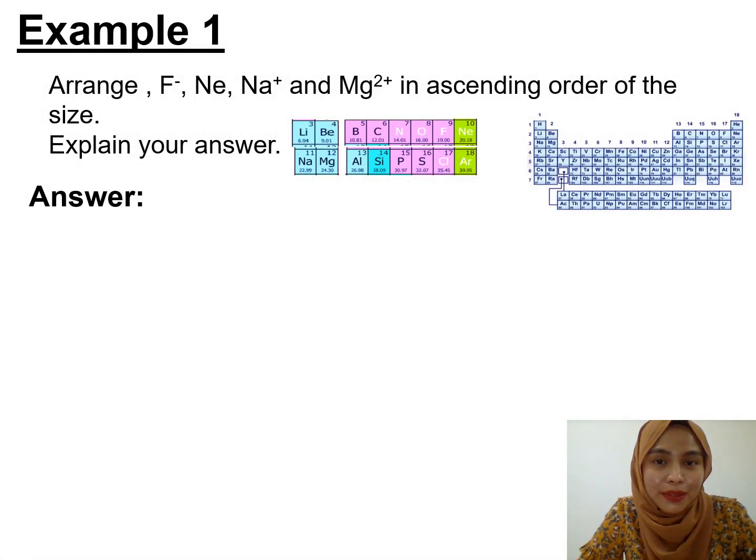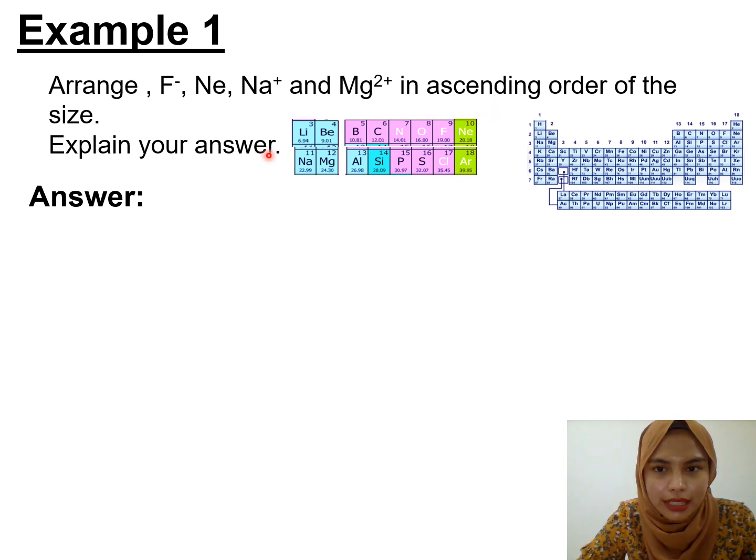Let's do some examples regarding video 3.2 part 2 and part 3, shall we? For the first example, the question asks you to arrange some of the ions with atom: F minus, Ne atom, Na plus, Mg2 plus, in ascending order of the size. Ascending kiranya makin lama kena makin besar. And explain your answer.